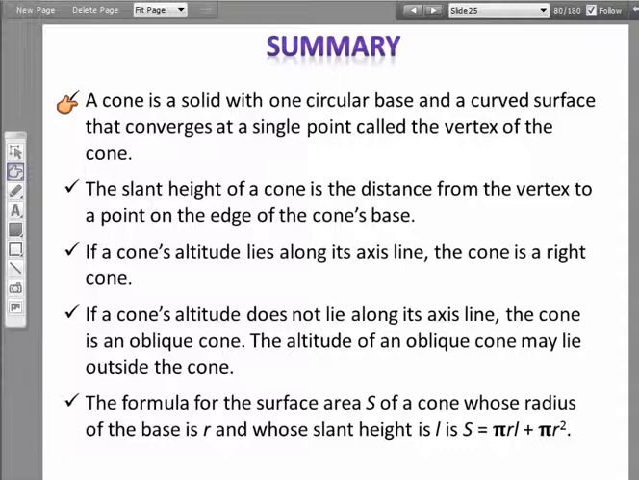Okay, the summary for this lesson talks to you about a cone and what it is, talks about the slant height, explains the altitude versus right cone and oblique cone, and then we developed the formula for surface area and we used it.